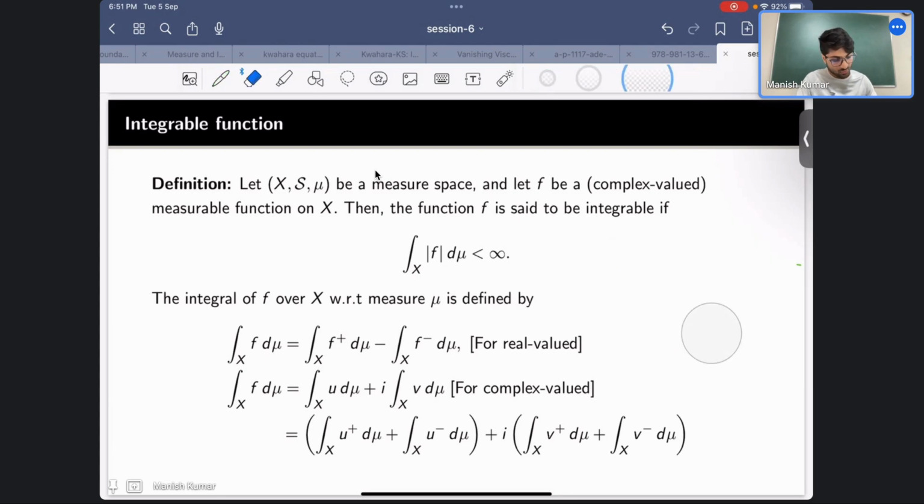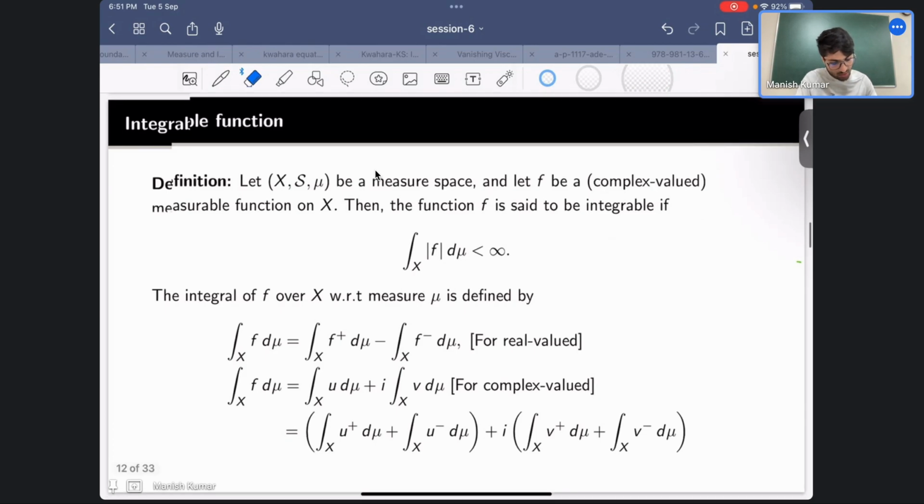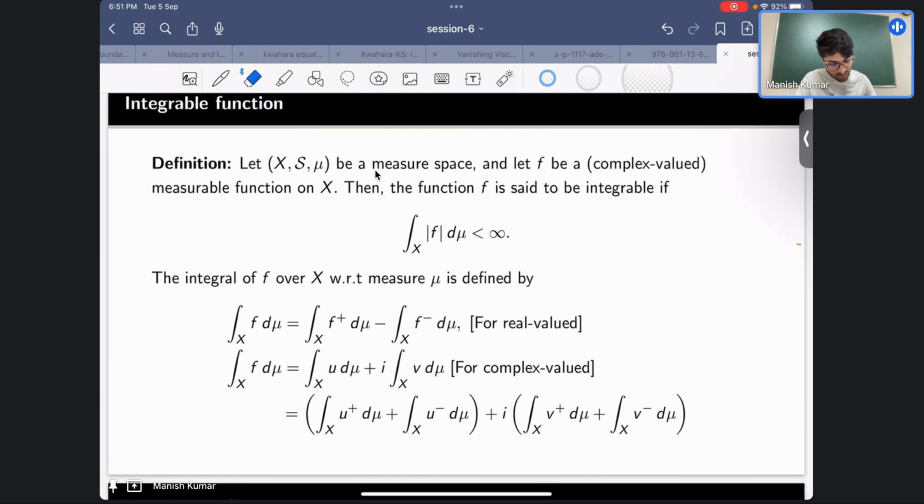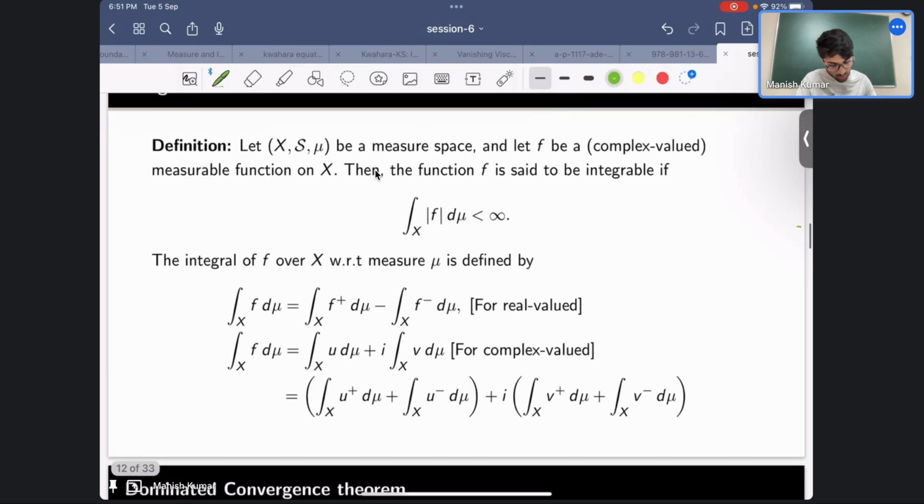So okay, now if it is integrable, then the integral of f over x is, for real valued it is as above, but for complex valued this is the integration of the real part plus iota times the integration of the imaginary part. Now what is the integration of the real part? It is the integration of the positive part plus the integration of the negative part. No, I think there is some typo, so this should be minus. So you have integration of positive part minus integration of negative part. Okay, so this is just to recall to you the notion of integration.